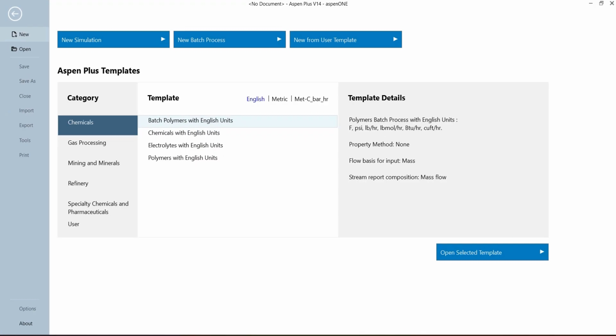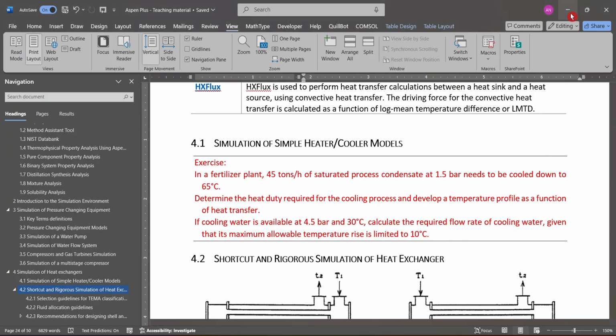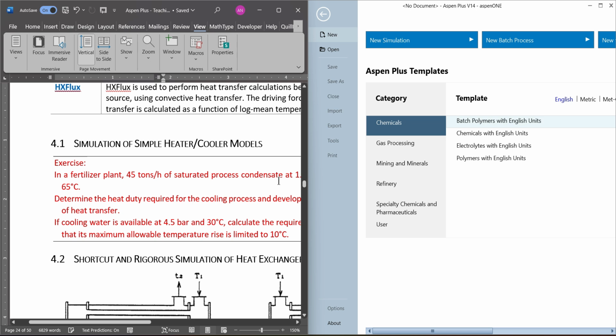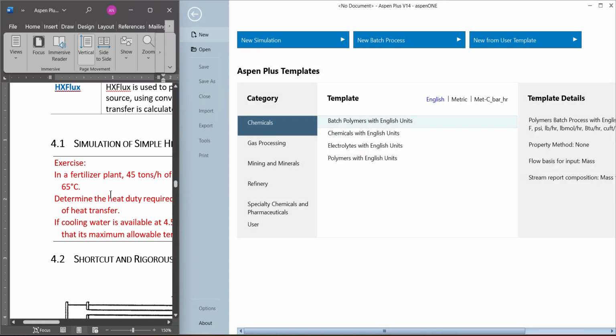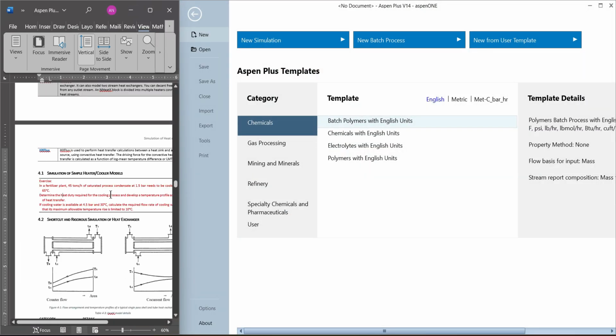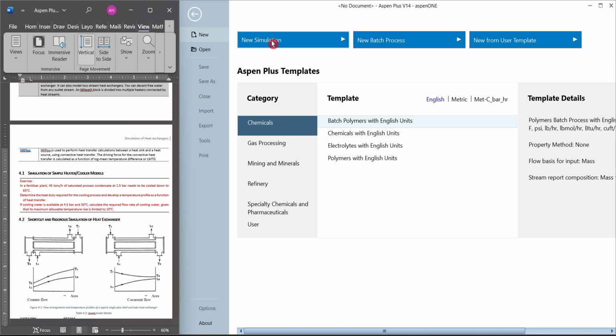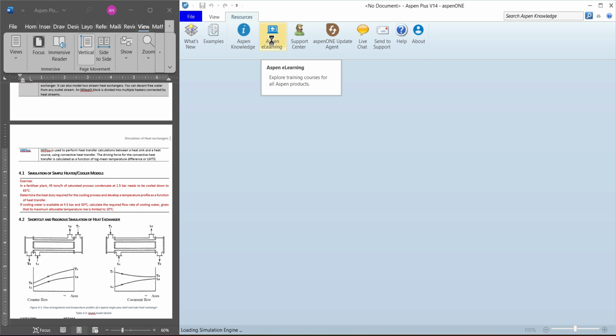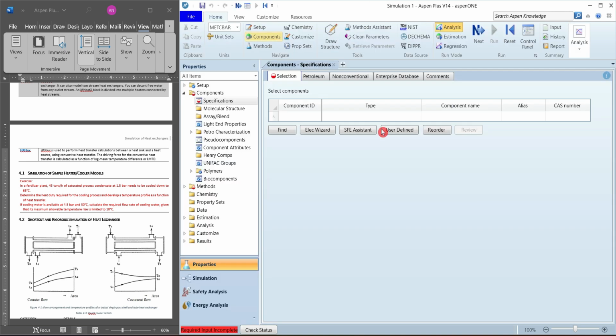So let's jump into Aspen Plus. Again, we'll start with a new simulation without any default template. We have only one component, water condensate.